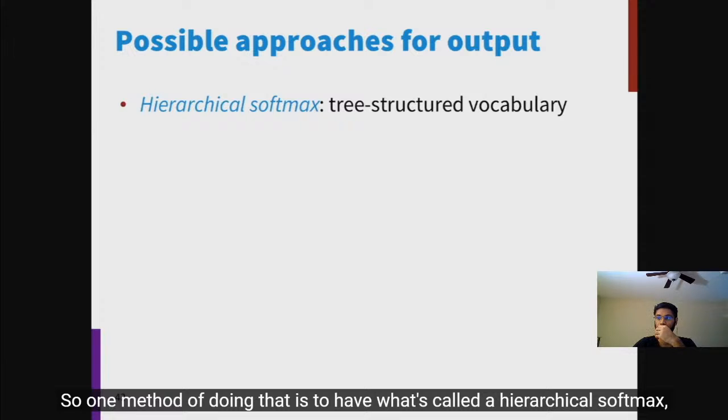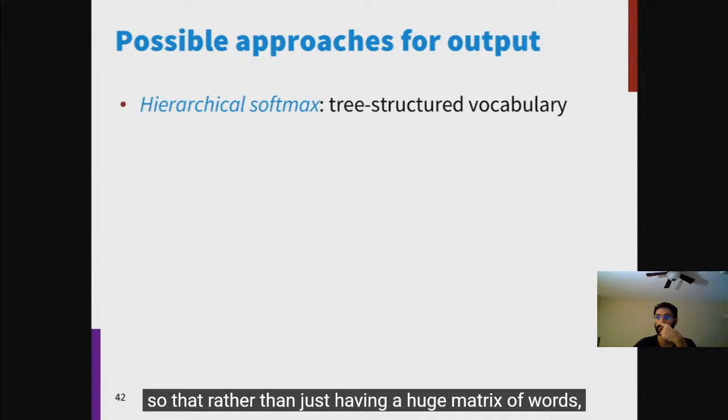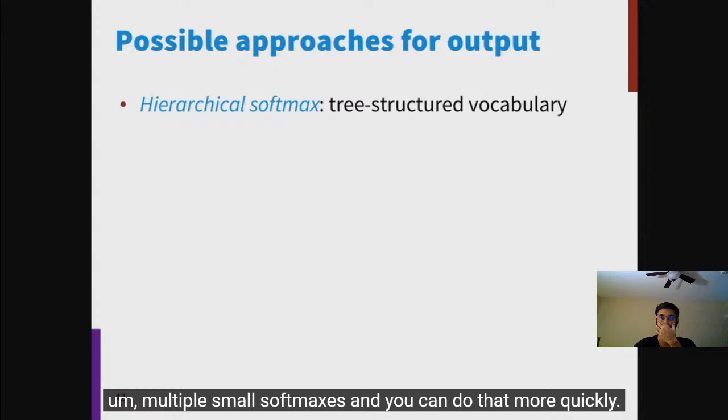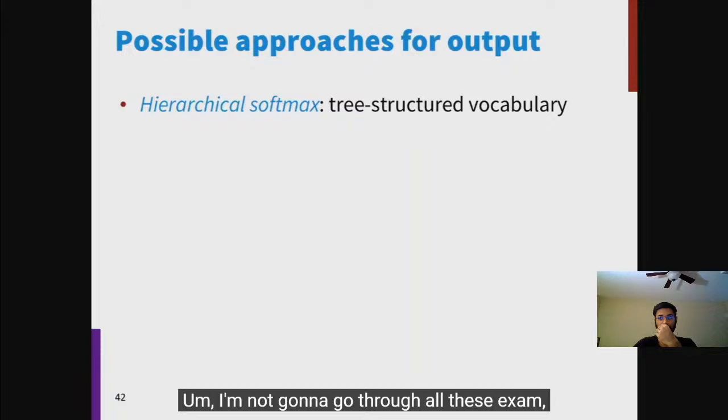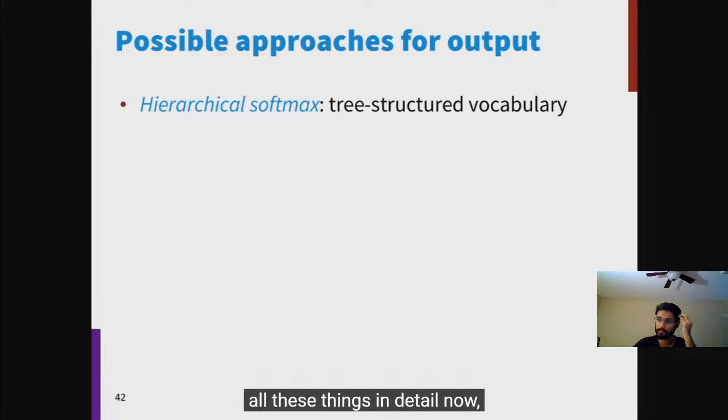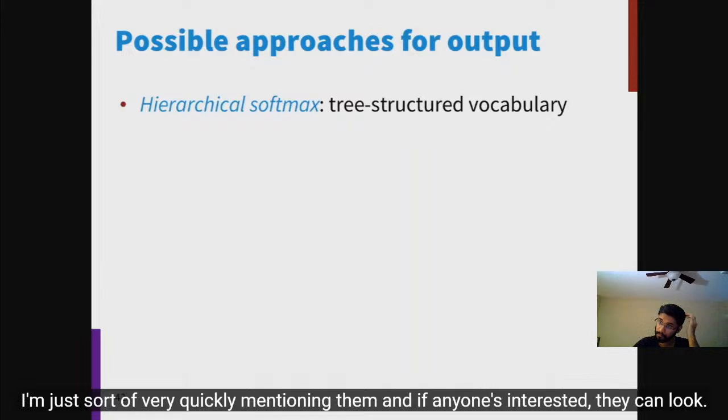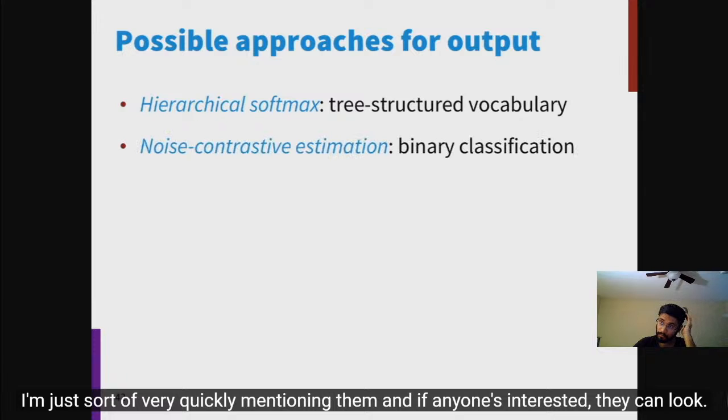So one method of doing that is to have what's called a hierarchical softmax, so that rather than just having a huge matrix of words, you sort of have a tree structure in your vocabulary, so you can do calculations with hierarchical multiple small softmaxes, and you can do that more quickly. I'm not going to go through all these things in detail now. I'm just very quickly mentioning them, and if anyone's interested, they can look.